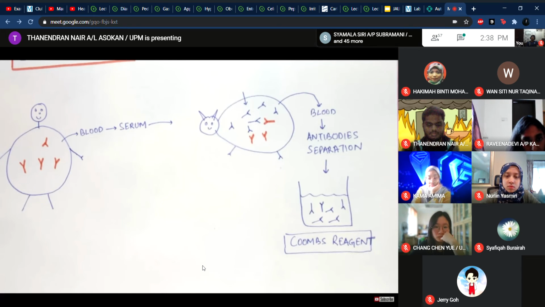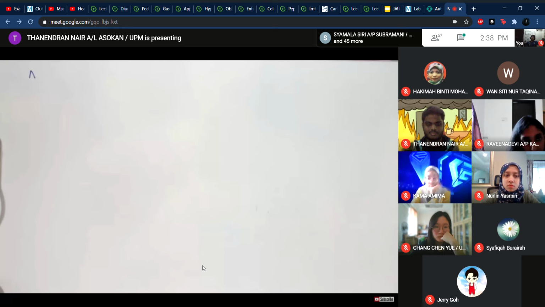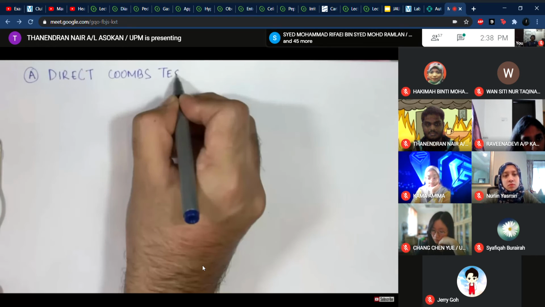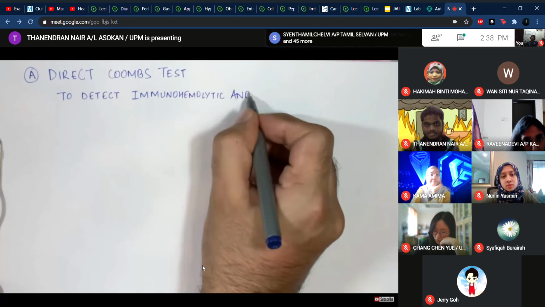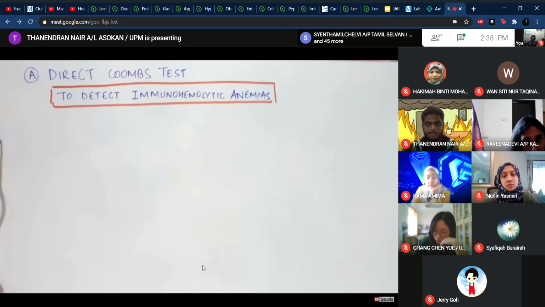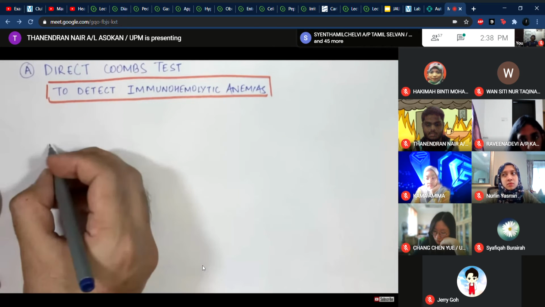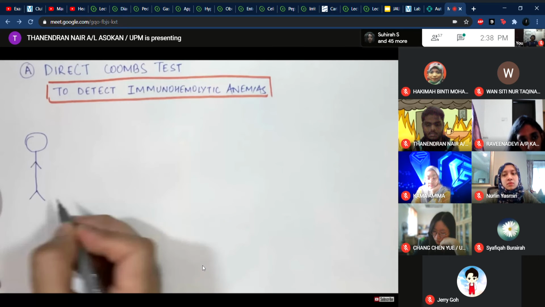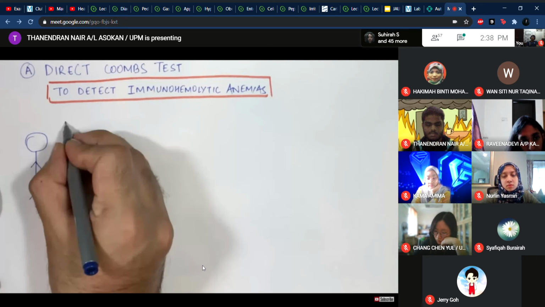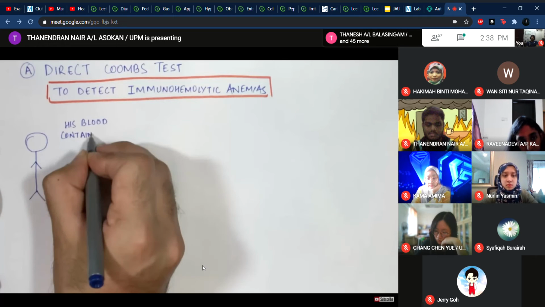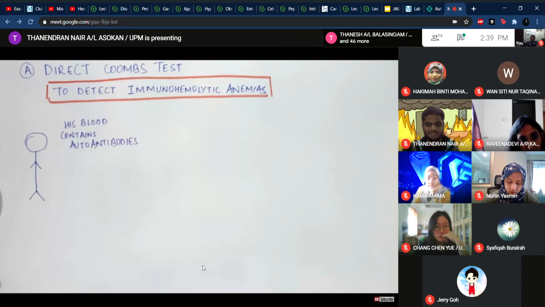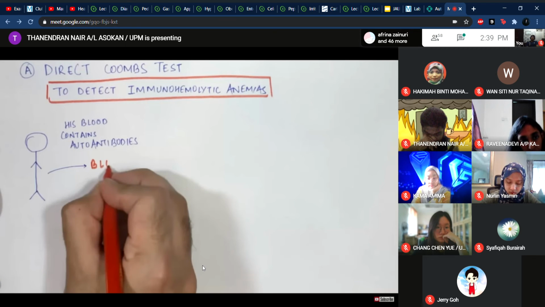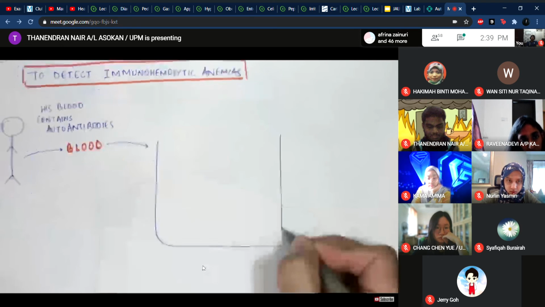Let's first talk about the direct Coombs test. Out of the two types of the Coombs test, this is the one which is used to detect the immunohemolytic anemias. So let's suppose this is a human who has immunohemolytic anemia, and his blood contains autoantibodies which are directed against his RBCs. So what we do is we take the blood sample from this patient and we put that blood into a test tube or a beaker.